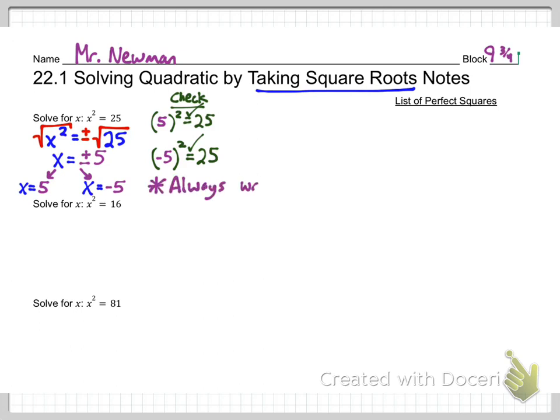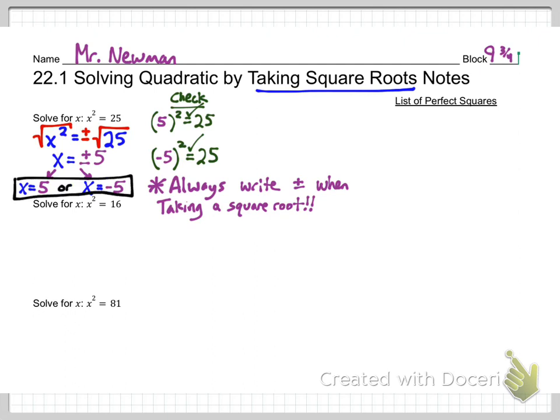Let's go ahead and jot that down. Always write plus or minus when taking a square root. All right, let's try the next one. So x equals 5 or x equals negative 5, that is the answer to that first problem.